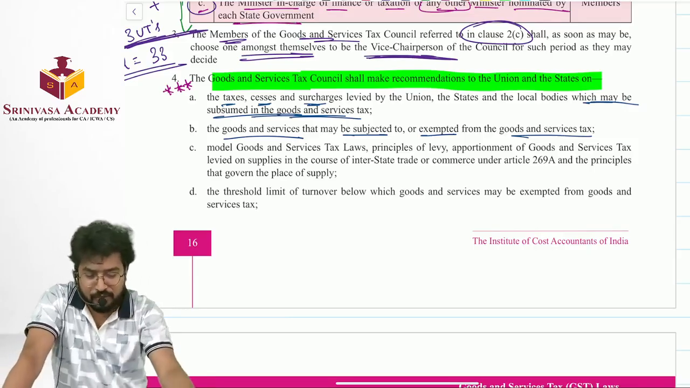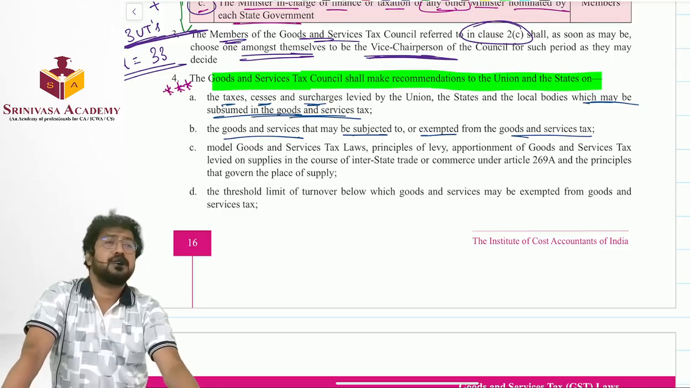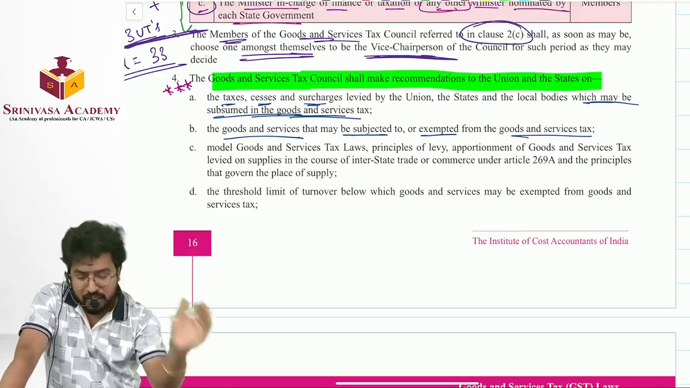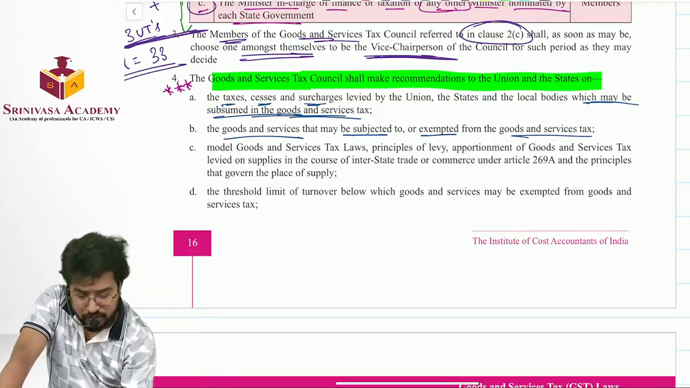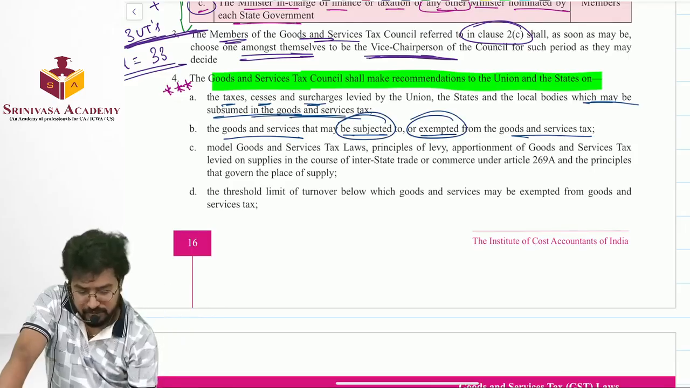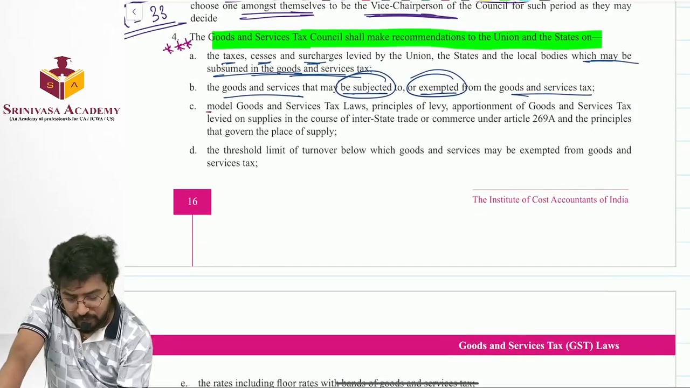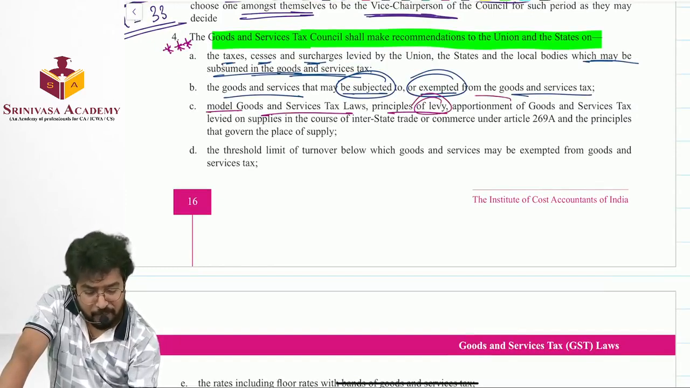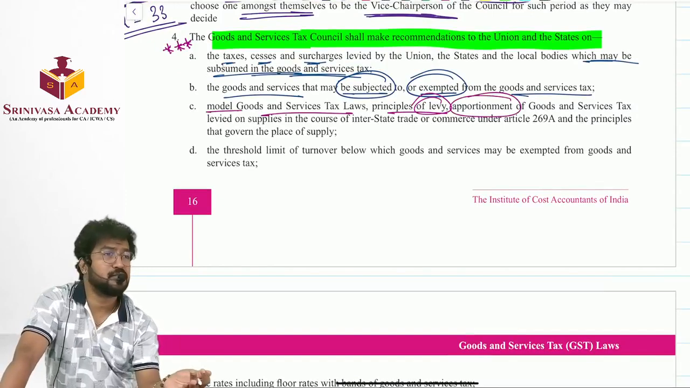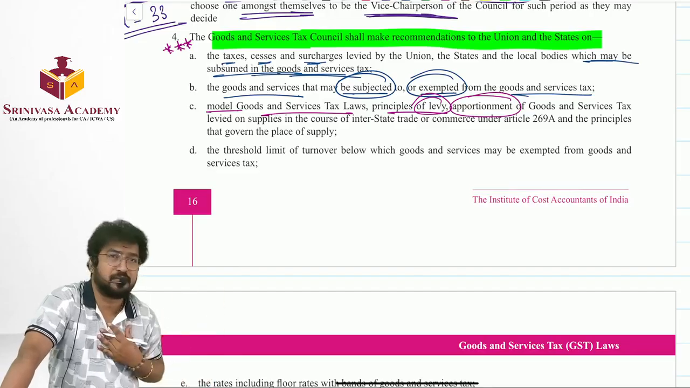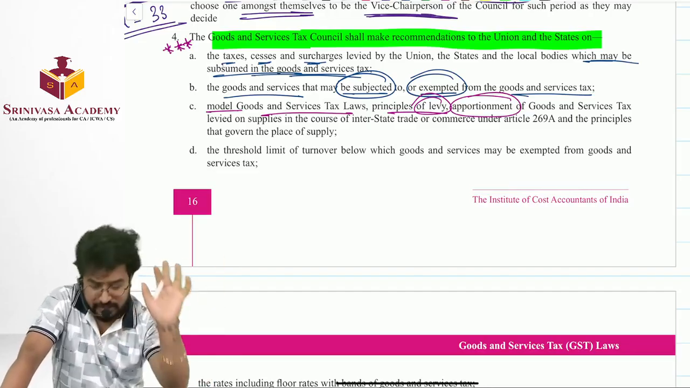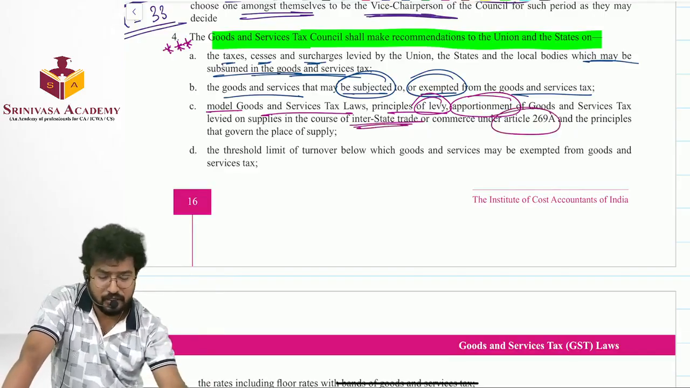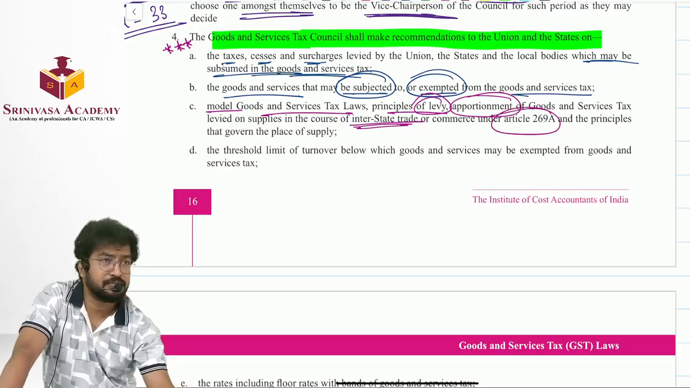Right. What is the first point? What are the taxes which can be subsumed into GST? That recommendation they can do. What is the second one? What are the goods and services which can be subjected to GST or exempted from GST? Next, what are the model GST laws or principles of levy? How do you levy GST? Apportionment of GST. That means how much for you, how much for me? How much for center, how much for states? All these things. In case of interstate trade, under Article 269, what is that?